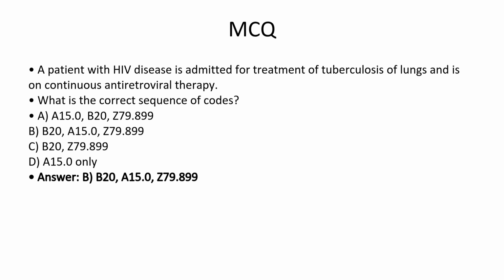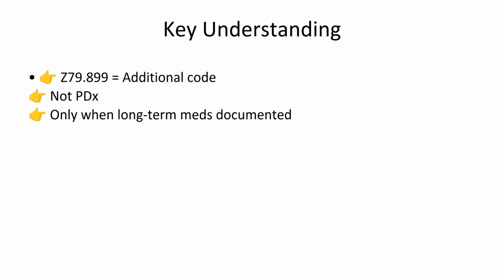In this scenario, the patient has HIV disease and tuberculosis, which is an HIV-related condition. So B20 is coded first, followed by A15.0 for TB. Since the patient is on long-term therapy, we add Z79.899 at the end. So the correct answer is B, B20, A15.0 and Z79.899.